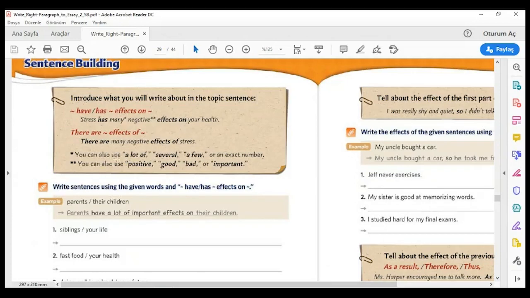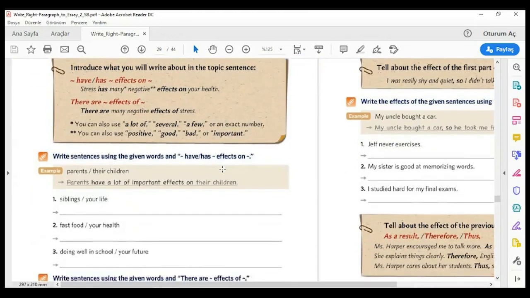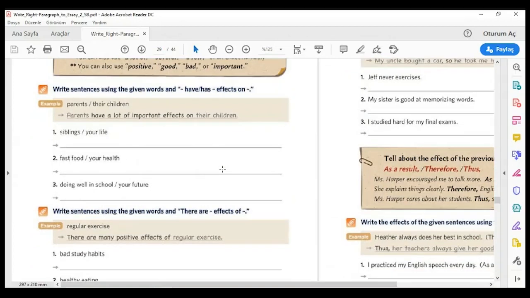Also, instead of saying many, you can also say a lot of, several, a few, or you can use an exact number. For example, if you want to list 10 negative effects of stress, you can say there are 10 negative effects of stress. Okay. And then if it's not negative, it's obviously positive, or you can use good and bad, or you can use important. So I will open both activities for you.